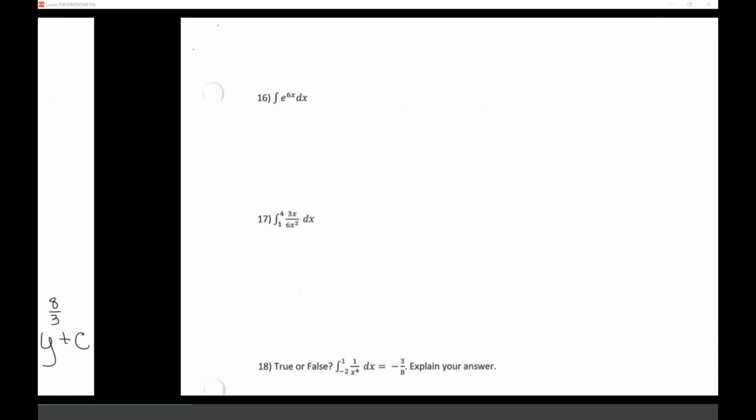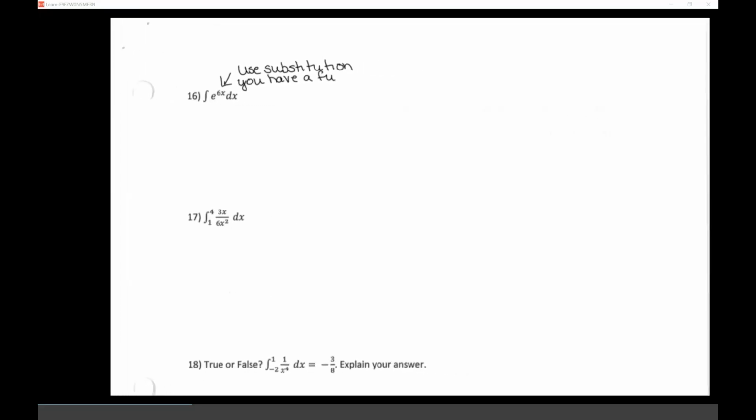If you're thinking, well, I remember that e to the x is its own derivative and its own integral, so maybe it's just e to the 6x, and it's like, no, not quite. This is one where you need to use substitution. And why are you going to use substitution? Because you have a function in the exponent, even if it's just some number times x.